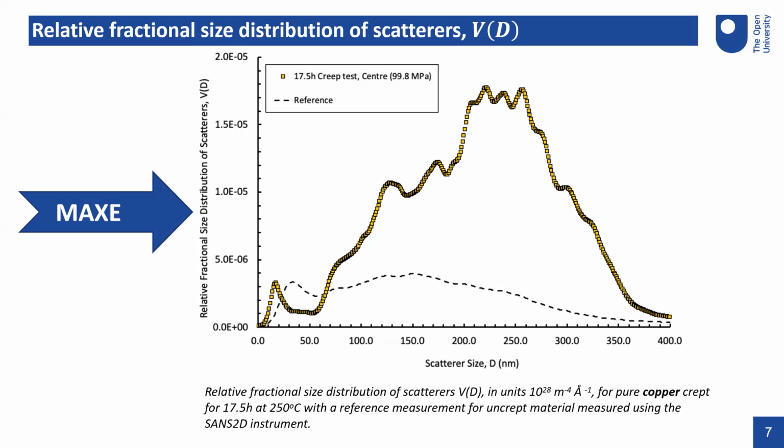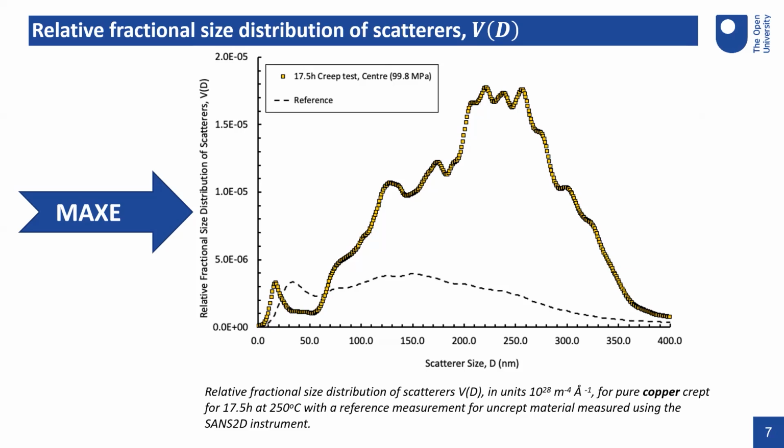So the dotted line gives you the information from the reference material. This is the copper which has been diffracted. The yellow dots show information about the copper sample which has been diffracted. So immediately, comparing to the reference, you can see a lot more scatter when you compare these two plots together.